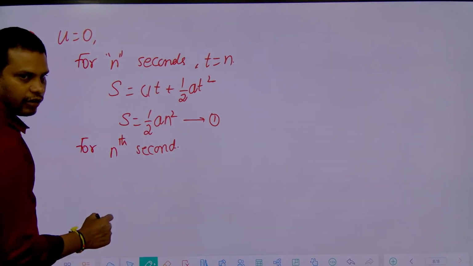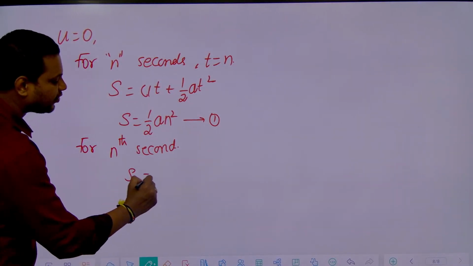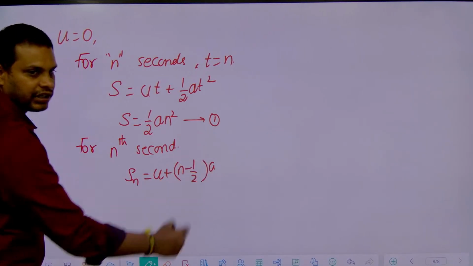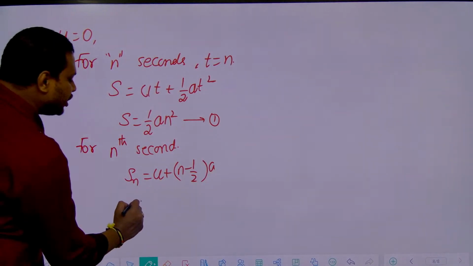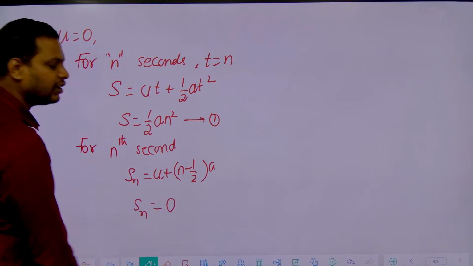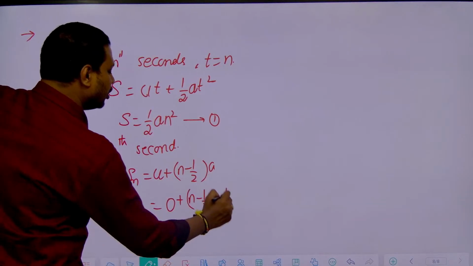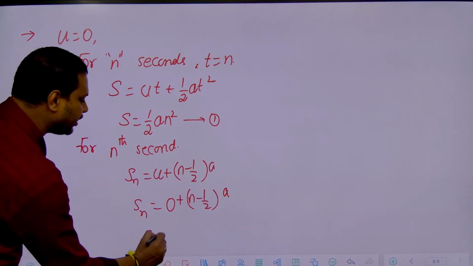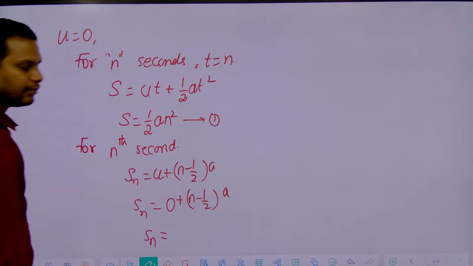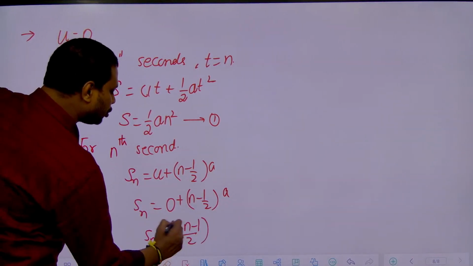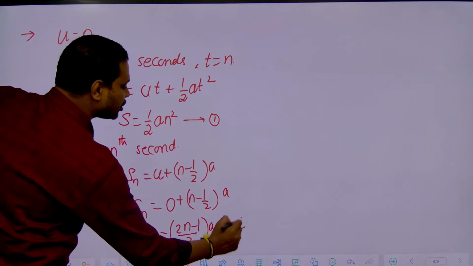We have to use that formula. Distance traveled in nth second formula, u plus n minus 1 by 2 into a. Then what is the initial velocity? Tell me what is the initial velocity? 0 plus n minus 1 by 2 into a. So you can write like this also. Sn is equal to, take LCM. If you take LCM, 2n minus 1 by 2 into a. Take it as equation number 2.